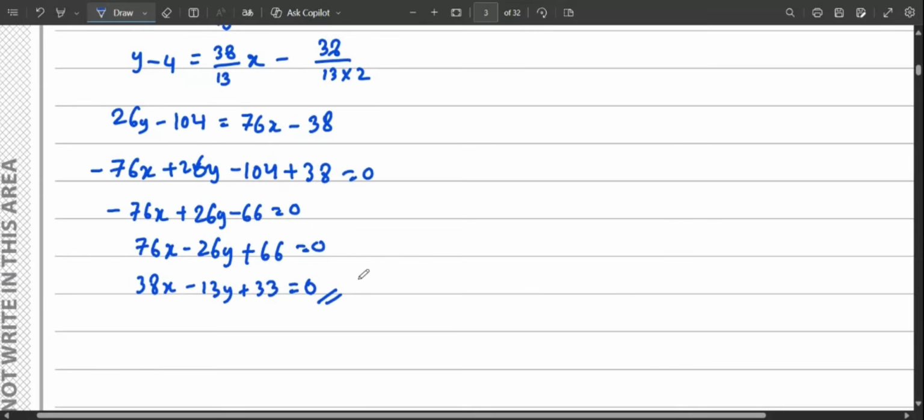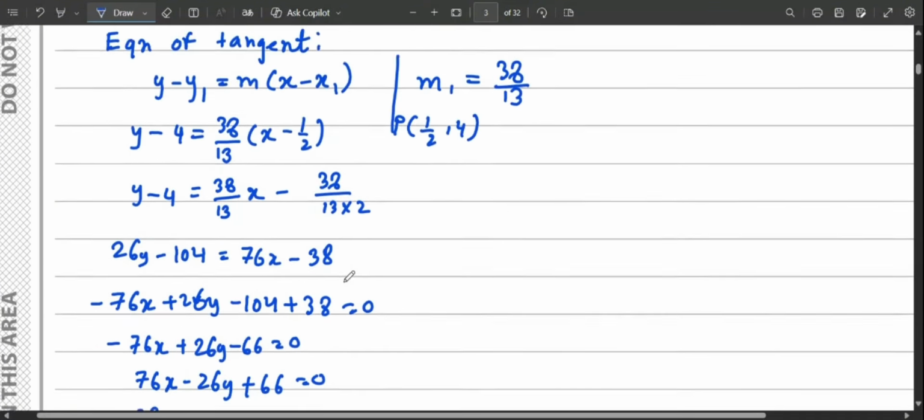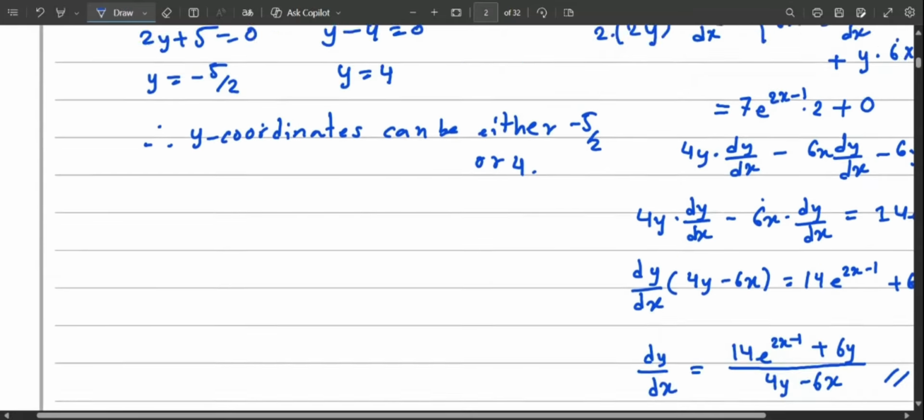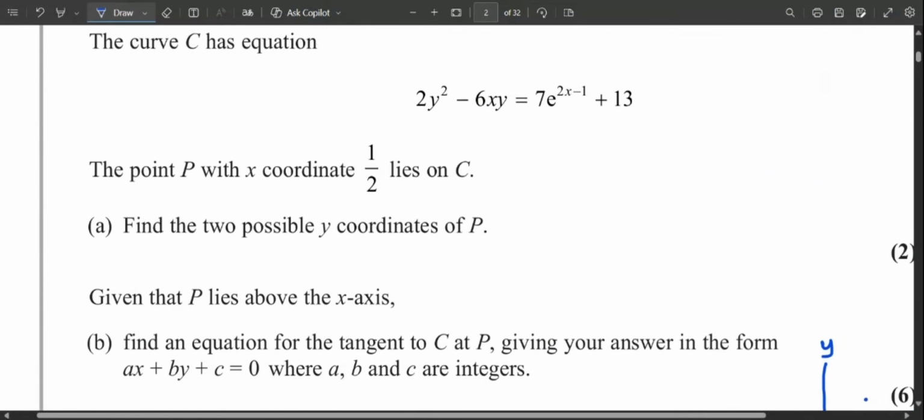So this is our answer for part B. We can now move to our question number 2, because this concludes our question number 1.